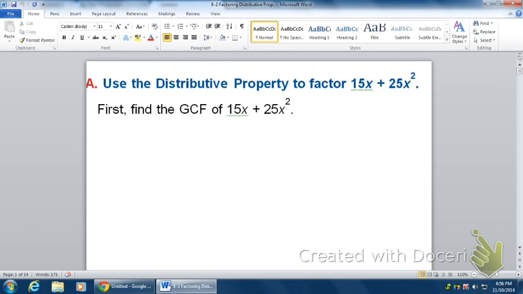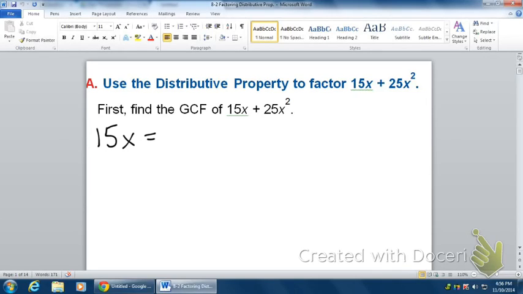Now, first off, this says use the distributive property to factor 15x plus 25x squared. Okay? The very first thing that you should do is what it says. First, find the greatest common factor of these numbers. Now, we've already done that before, so we need to completely factor out our two numbers.